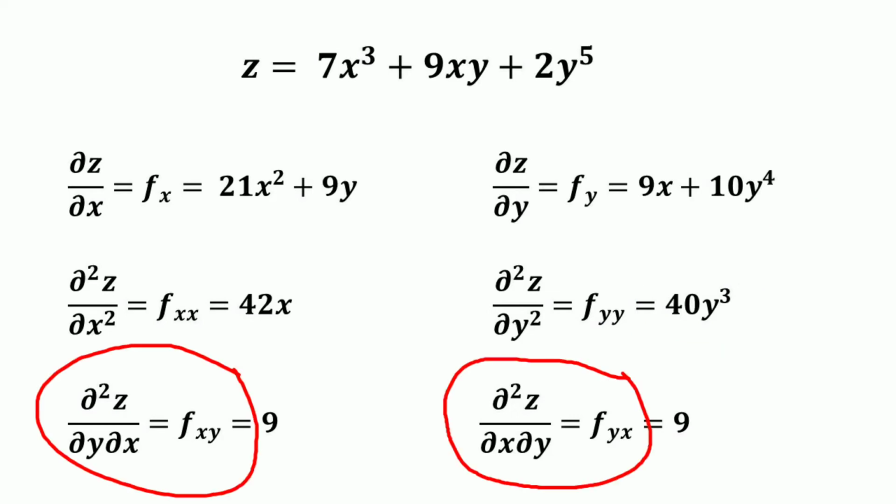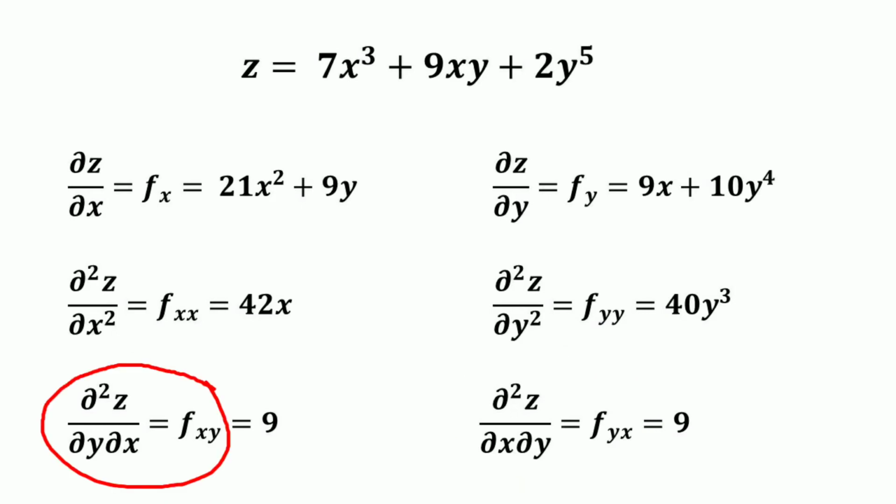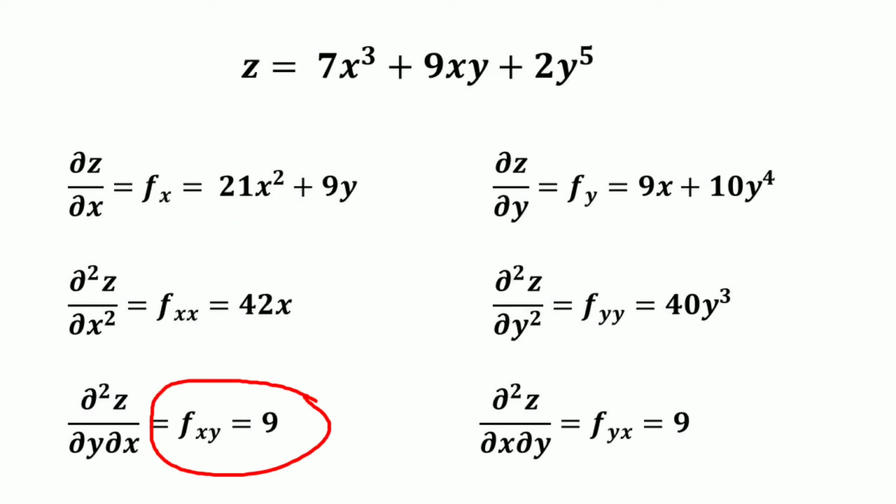Similarly, we can also calculate the second order cross partial derivatives, that is f of xy and f of yx. For f of xy, we differentiate f of x with respect to the second independent variable, that is y. Here f of x is equal to 21x square plus 9y. If we differentiate this function with respect to y, it becomes 9.